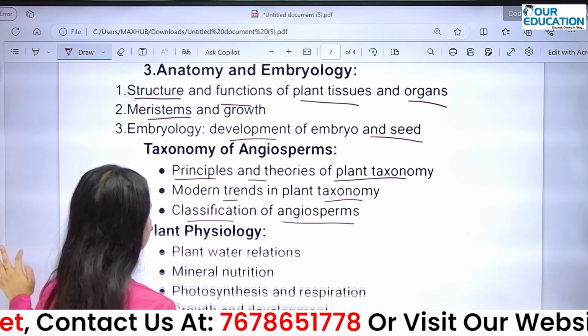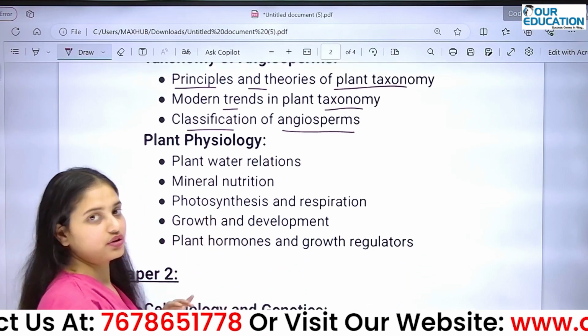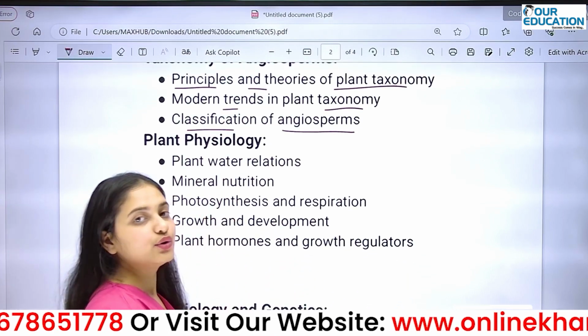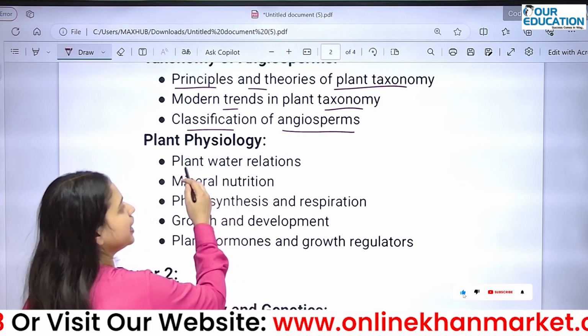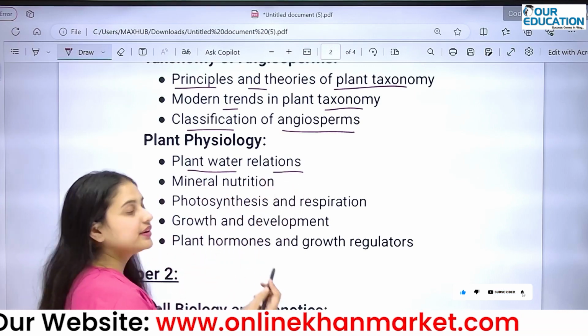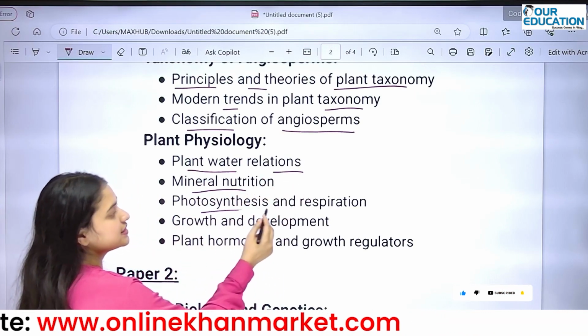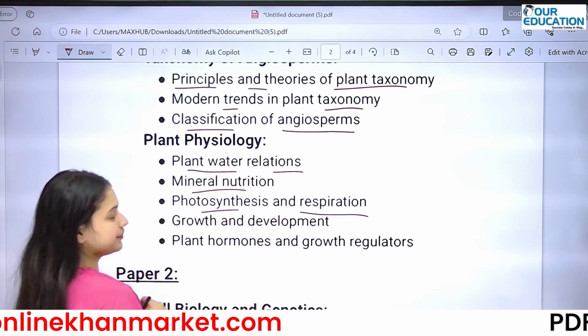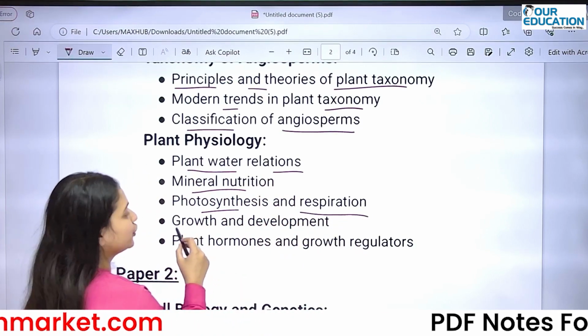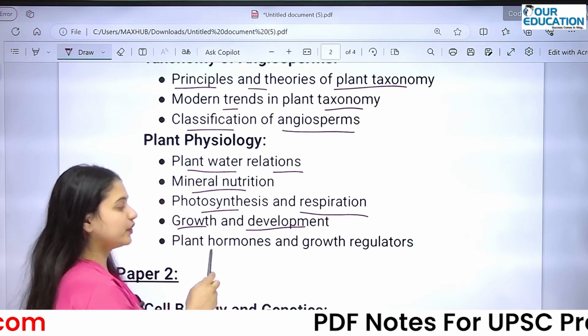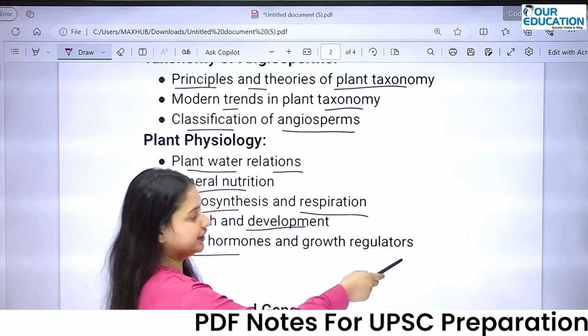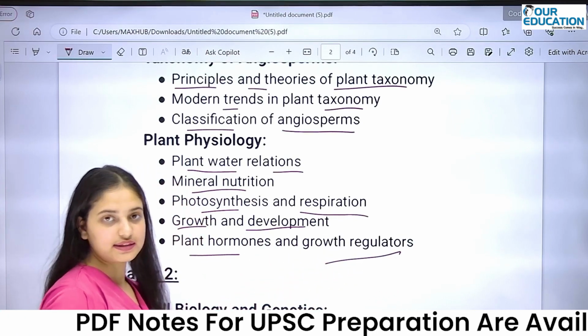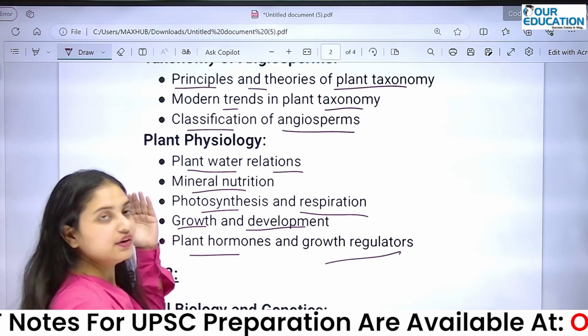Now come to the next, that is plant physiology. In plant physiology you have to cover topics like plant water relations, mineral nutrition, photosynthesis and respiration. Third one is growth and development. Fourth one is plant hormones and growth regulators. So you have to cover all these topics in plant physiology.